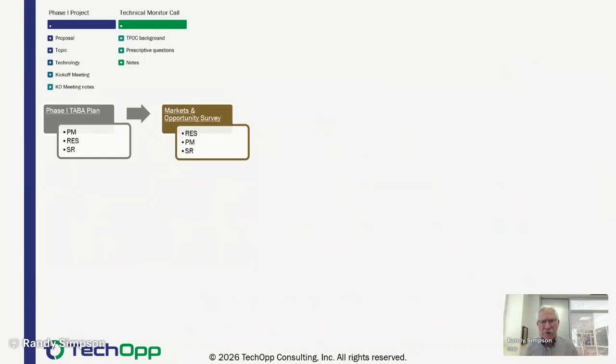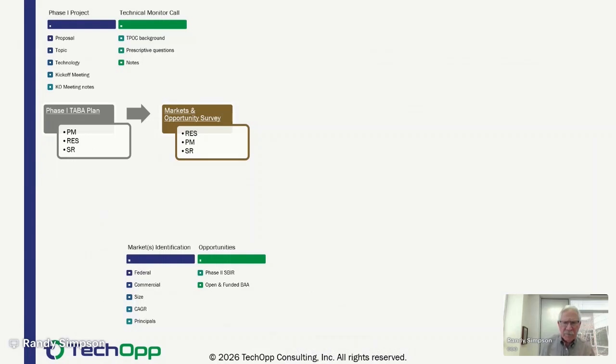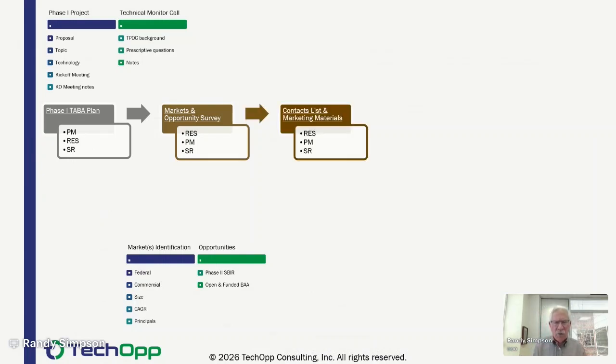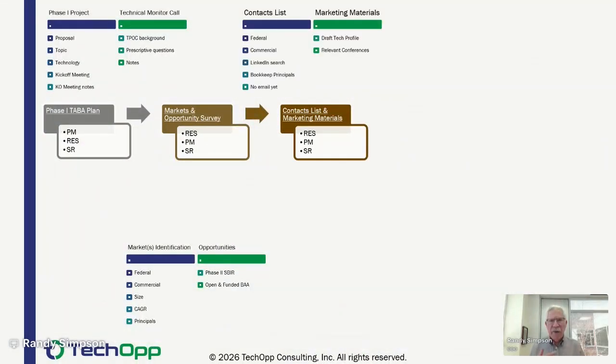We do a market and opportunity survey, once again, that shows the type of people involved here at TechOp in doing it. We identify markets, the opportunities there. Then we do a contacts list and marketing material. So we create marketing material for you for your approval. We do a contacts list for your approval and send them to you to make sure you're happy with those.